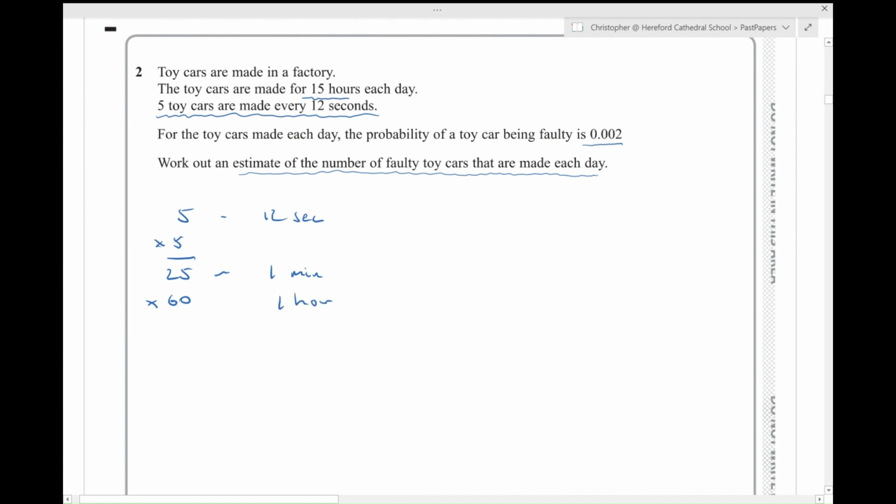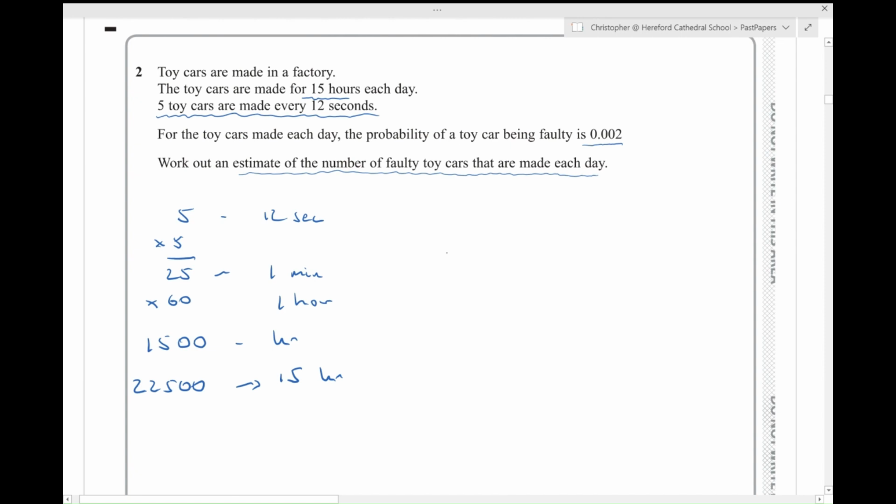And then I could multiply that by 60 to work out how many are made in 1 hour. 25 times 60. 1,500 are made in 1 hour. And of course the factory runs for 15 hours, doesn't it? So 15 times 1,500 gives me 22,500. 22,500 are made in 15 hours.